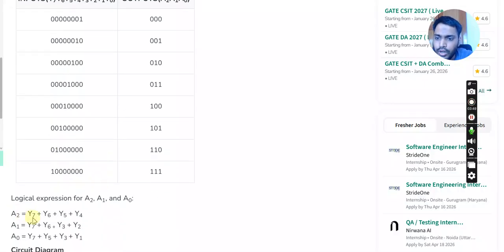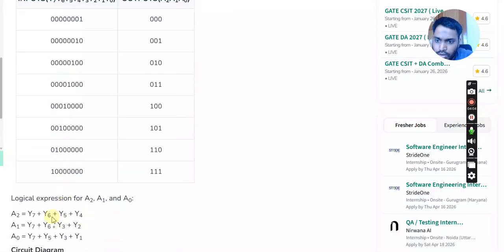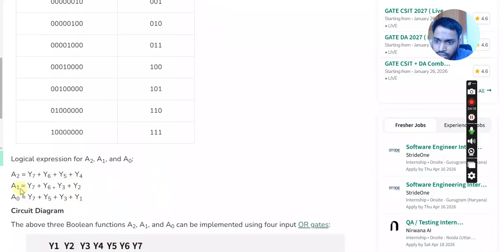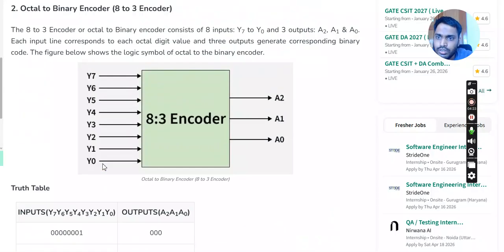So for A2, the expression will be, we have to notice where A2 is 1. So A2 is 1 in these 4 cases, when Y4, Y5, Y6 and Y7 are taken. So Y4, Y5, Y6, Y7. Similarly, A1 is 1 in these two and in these two, when Y2 is taken, Y3 is taken, Y6, Y7. So Y2, Y3, Y6, Y7. Similarly for A0. So this is the expression for the 8:3 encoder.